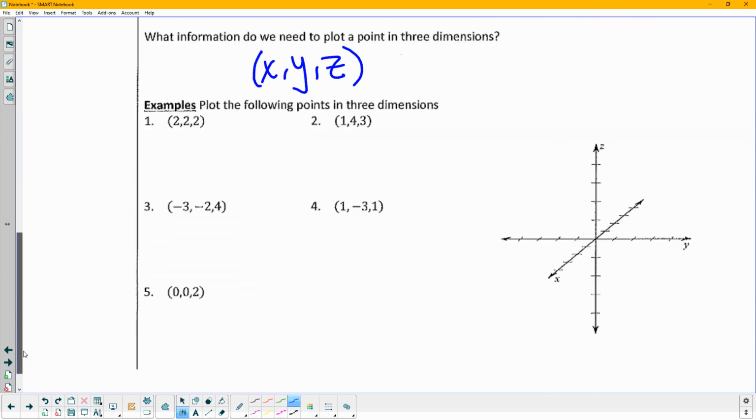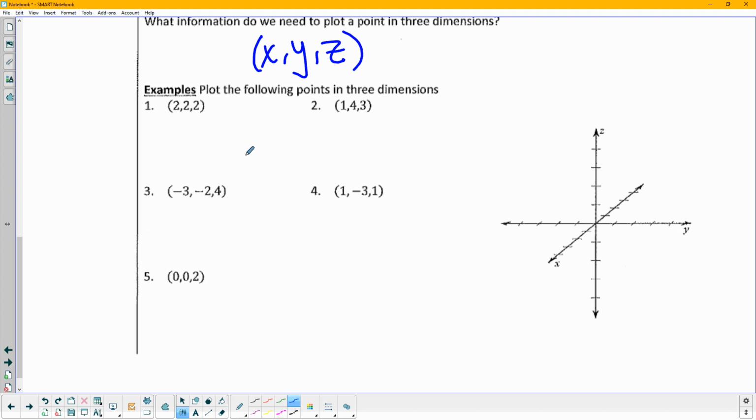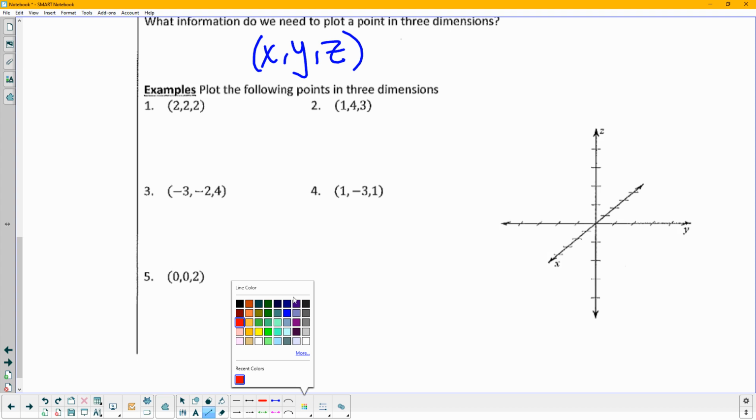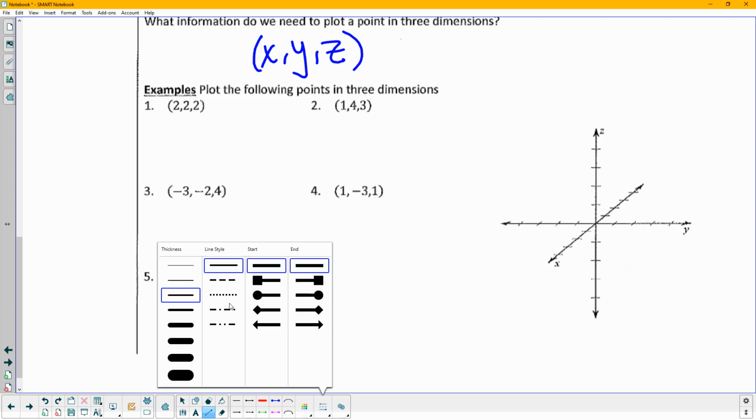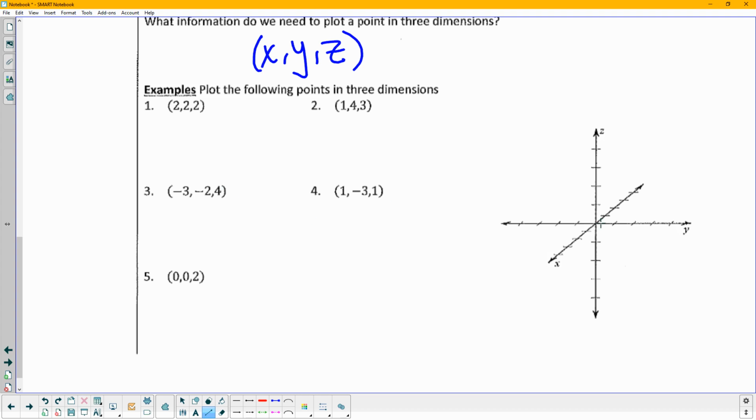And so that's what we're doing here. I want to plot these points on the coordinate plane. So let's see, we'll try the first one in blue here. And when you're plotting in a coordinate plane, it's a lot easier if you give yourself some guidelines. And I'm actually going to make it a dotted line so that we're not too confused. So if I want to look at the point 2, 2, 2, that means x equals 2.